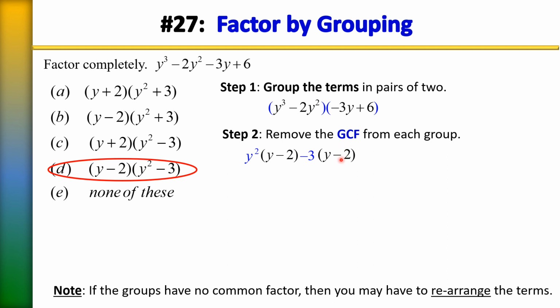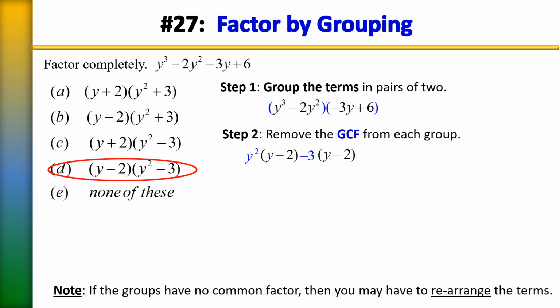So we can check to make sure whether we brought down the right sign or not. So let's go ahead and do that. Negative 3 times y equals negative 3y. That's correct. And then negative 3 times negative 2. That does give us positive 6.